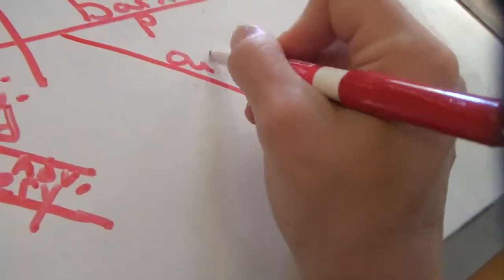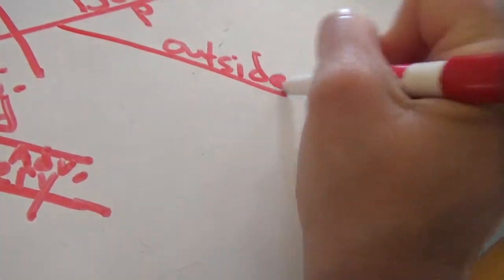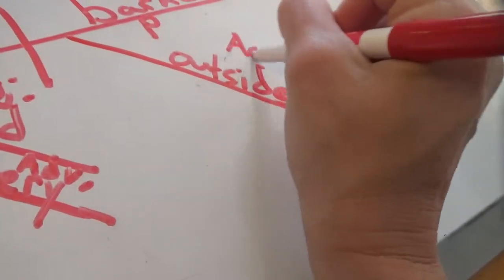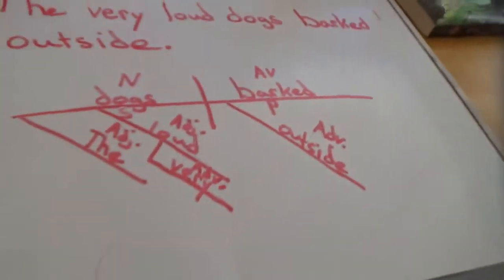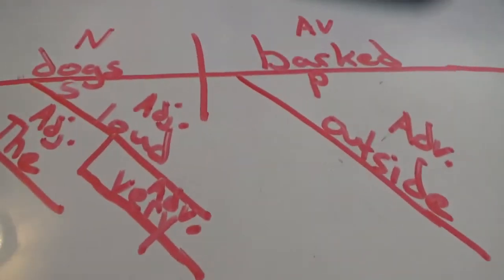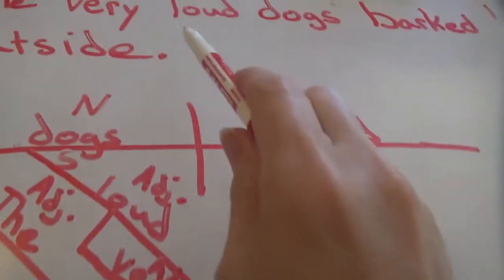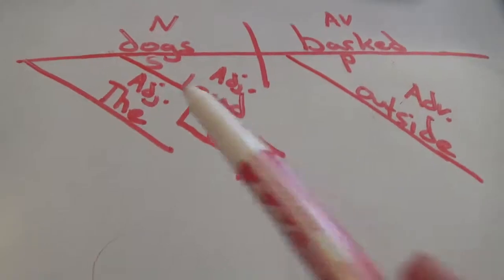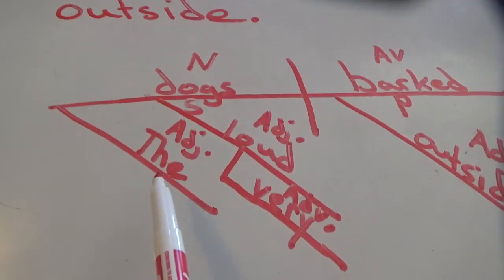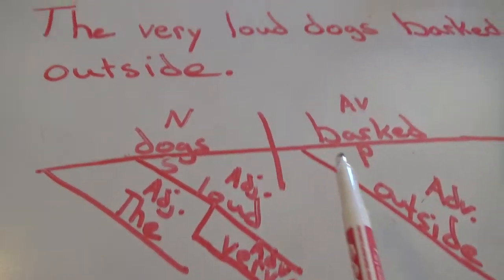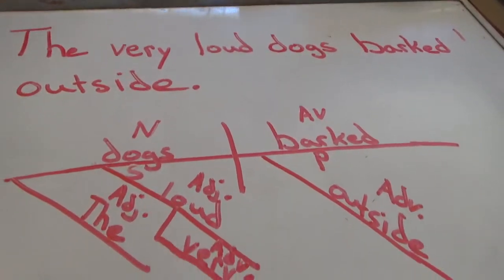Okay, so now we have barked outside. We have outside again. Barked where? Outside. And it is an adverb. Now, if it said barked outside the house, outside would be a preposition. It would have an object, house. But here, without an object, it's an adverb. Barked where? Outside. All right, let's read the sentence. The very loud dogs barked outside.